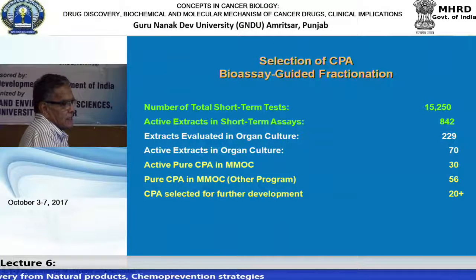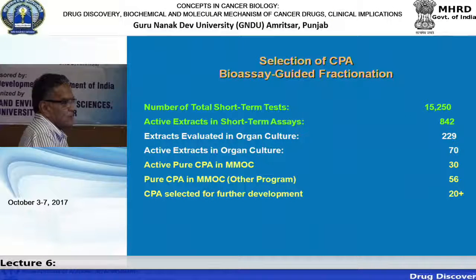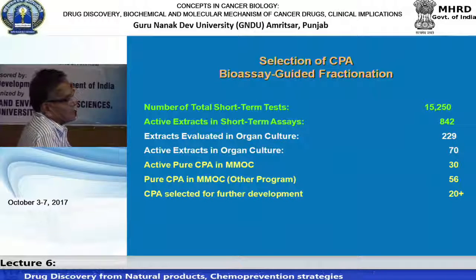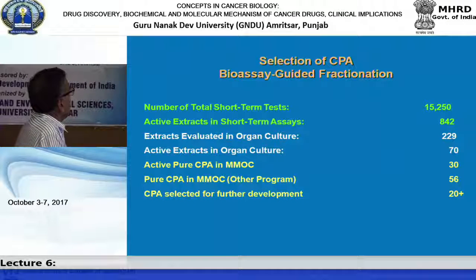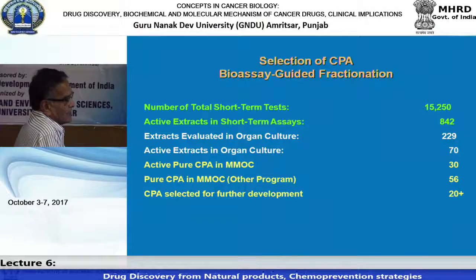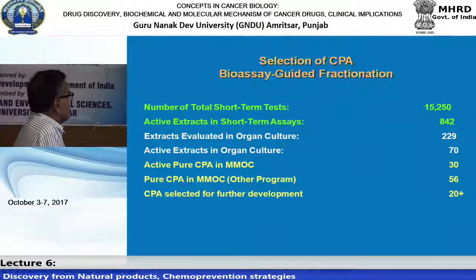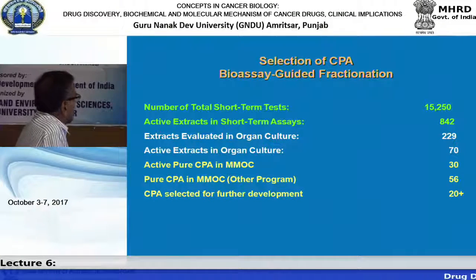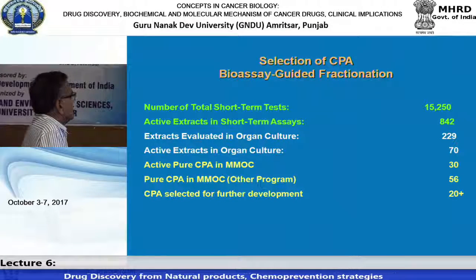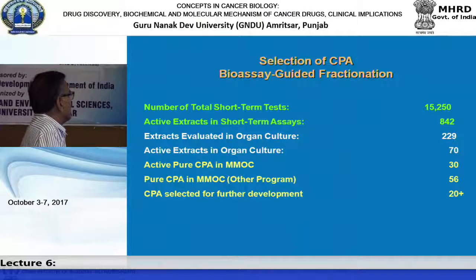So this slide is from 2002-2003. At that time, we had done about 15,000 such tests, and we had done about 3,800 plants. And out of that, in short-term assays, we found about 800 positive plant extracts. And these extracts evaluated in organ culture, out of 800, 229 were positive. So 500 plants were dropped at that stage. And then the active extract we evaluated in organ culture, and we found only 70 positive from there, which are very high activity. So we selected them. And then the active pure chemopreventives from the fractions that we tested, we found only 30 positive that are isolated chemopreventive agents.